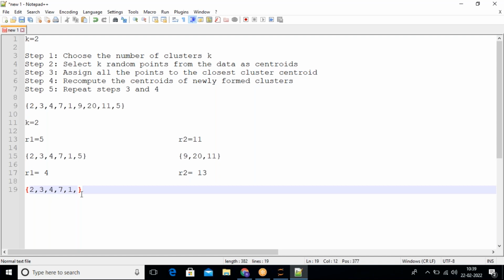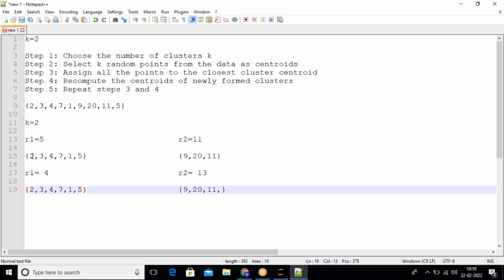Sir, it is 13, because the distance 9 minus 4 is 5, and 13 minus 9 is 4. Okay, very good. Then 9 will be here. 20 is also closer to 13, and 11 is also closer to 13. 5 is closer to 4.